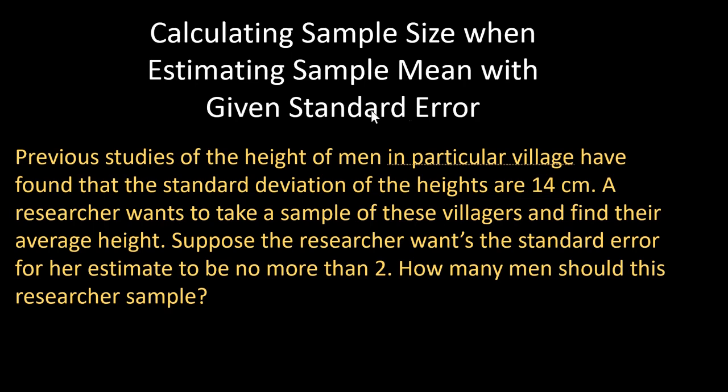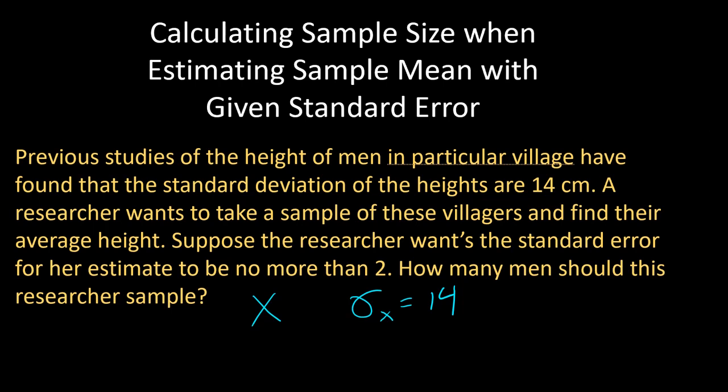In this video, I'm going to talk about how to calculate sample size when estimating the sample mean with a given standard error. So let's read through this example. Previous studies of the height of men in a particular village have found that the standard deviation of the heights are 14 centimeters. Okay, so let me go ahead and write that down. So if X is the height of the men in this village, then sigma X is 14 centimeters. The standard deviation for the height of these men is 14 centimeters.